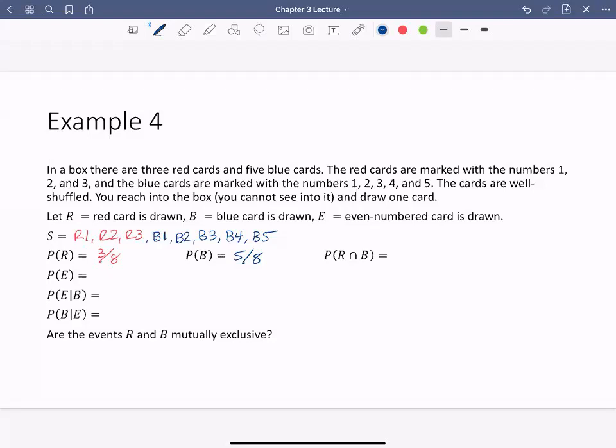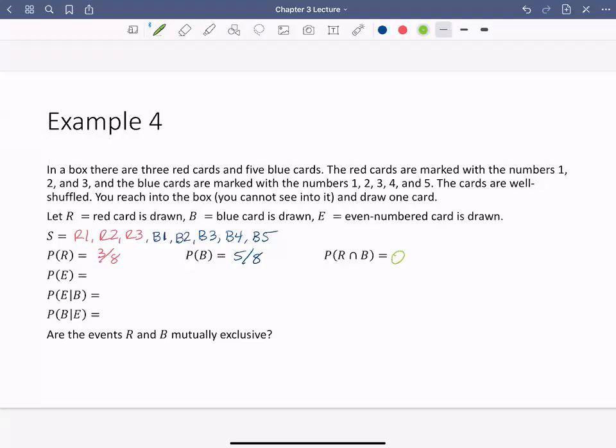What's the probability of me drawing a red and a blue card? Do you see any red and blue? No, it's either red or blue, so to answer this one, 0. All right, which means something, and we're going to talk about that here shortly.